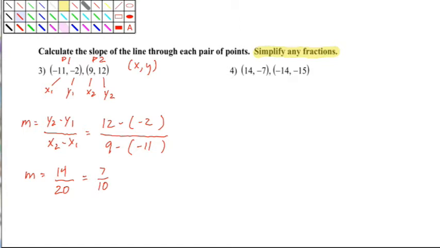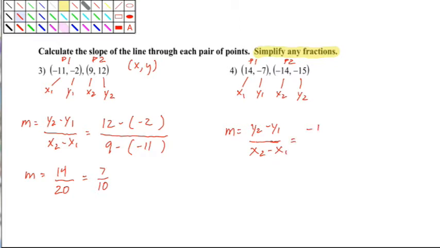Pause the video, try number 4, and then resume it to check your solution. I'm going to label each of my points, P1 and P2. And now I'm going to label the ordered pairs within those points. This becomes y1, x2, and y2. And again, we have slope m is equal to y2 minus y1 divided by x2 minus x1. And now I'm just going to plug in values.